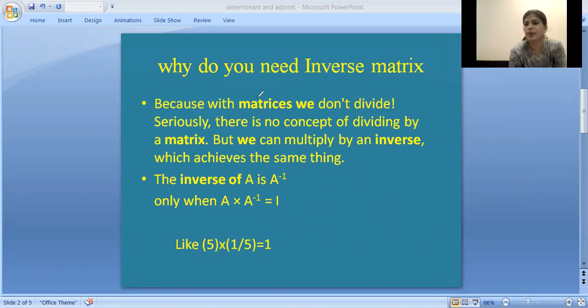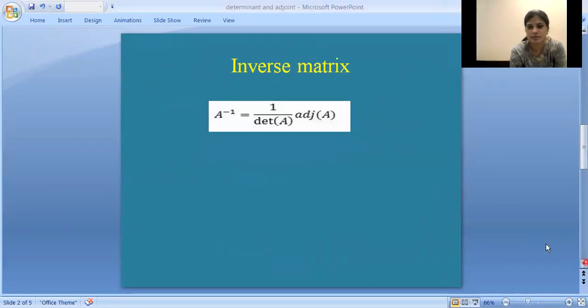We'll learn about the formula of inverse matrix. So the formula for inverse matrix is A inverse. This is how you will write A inverse. A to the power minus 1 is called as A inverse. So A inverse is equal to 1 upon determinant of A. For the determinant, you have to draw 2 straight lines, and inside you have to put the name of the matrix. And then adjoint of A.